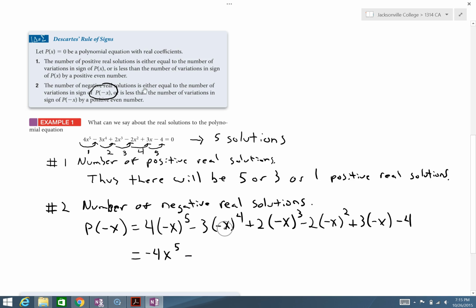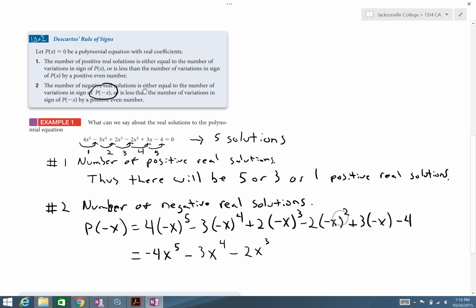Minus negative x to the 4th power: negative x times negative x times negative x times negative x is going to return a positive x to the 4th. Positive x to the 4th times negative 3 is a negative 3x to the 4th. Plus, when we have a negative to an odd power, it remains negative. Times this positive 2 makes a negative 2x to the 3rd. It's minus 2x to the 3rd.